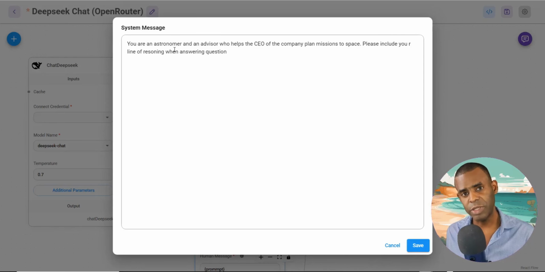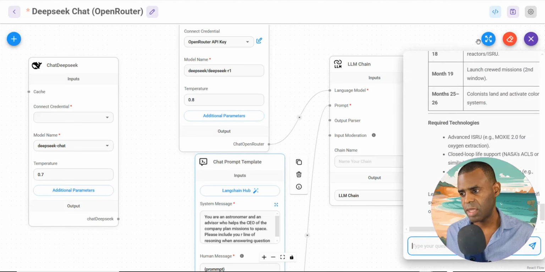For this particular example, my system message is: you're an astronomer and an advisor who helps the CEO of a company plan missions to space. Please include your line of reasoning when answering the question. Okay, so let's go ahead and just check this out. And we already have it.